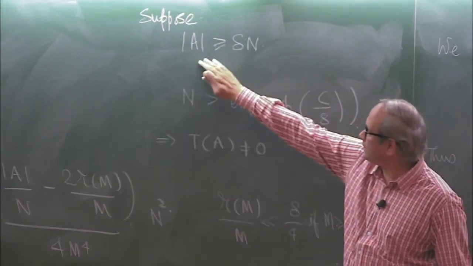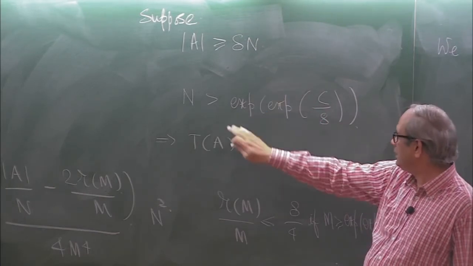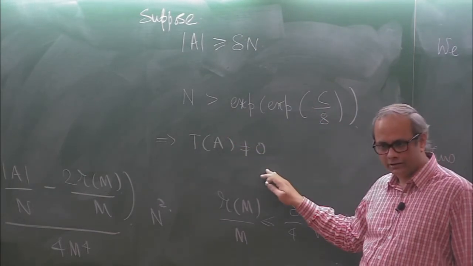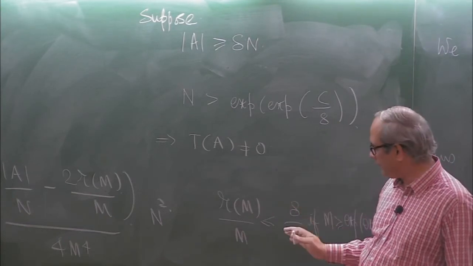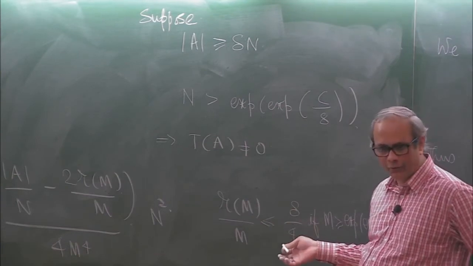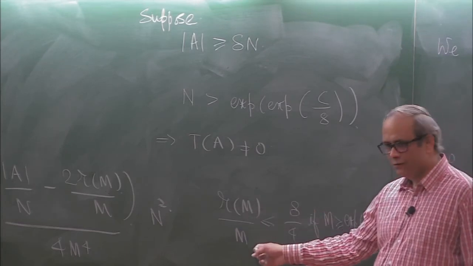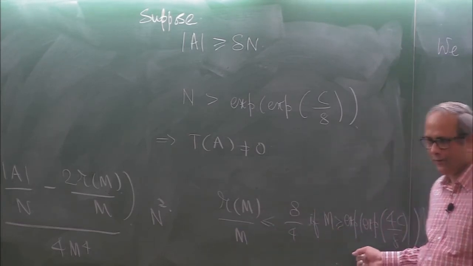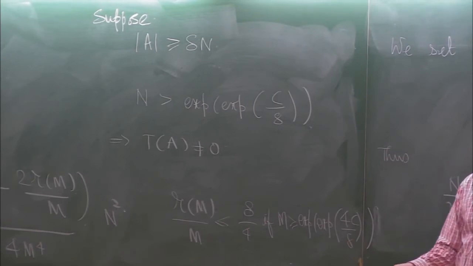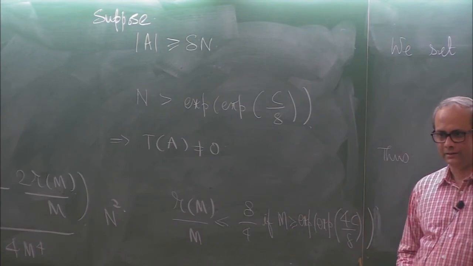If any subset of 1 to n has more than delta n elements, then if n is larger than this, TA is not 0. Now apply the same thing to m and write it in the contrapositive. If any subset is greater than delta by 4 m and m is larger than this, then that subset has a non-trivial 3-term AP, which means that R of m should be less than delta by 4 m if m is larger than this. Of course, R of m will be even much smaller, but it's certainly less than delta by 4 if m is larger than this.